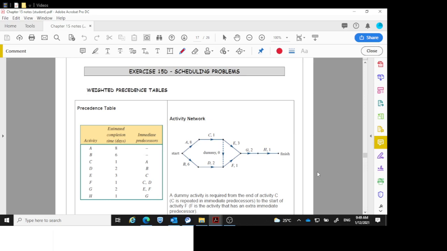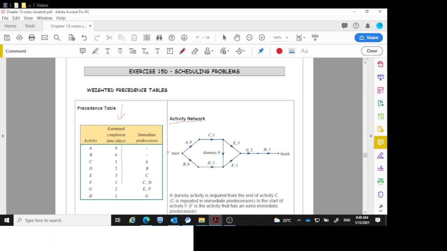Scheduling problems. So now we're going to introduce the time. When I say time, it could be days, hours, weeks, or months, it doesn't matter. On the actual network that we draw, we must incorporate these times.